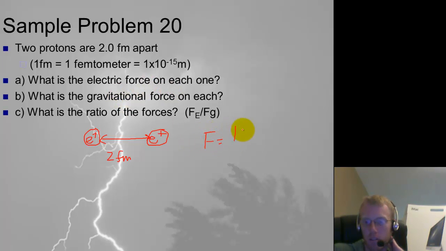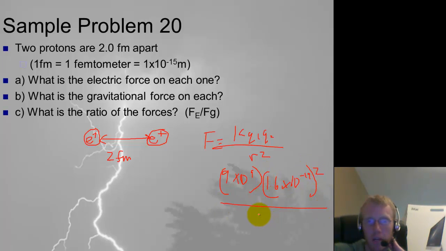Well, F equals K Q1 Q2 over R squared. So we plug all this stuff in. 9 times 10 to the 9th. Q1 and Q2 are both 1.6 times 10 to the negative 19th. So since they're the same, I can just square that. And the distance away, 1 times 10 to the negative 15th. Square that, and we can get the electrical force between these two guys, whatever it is.